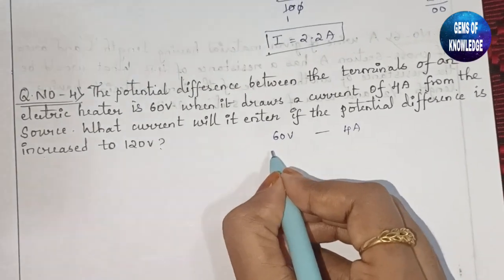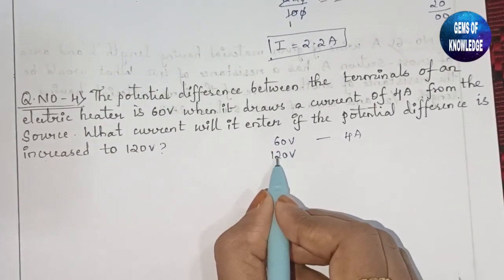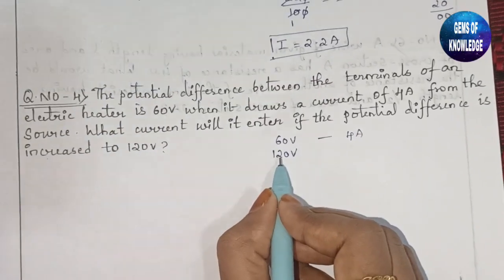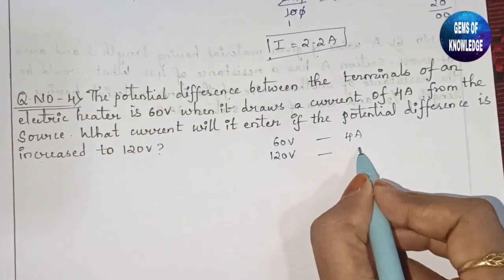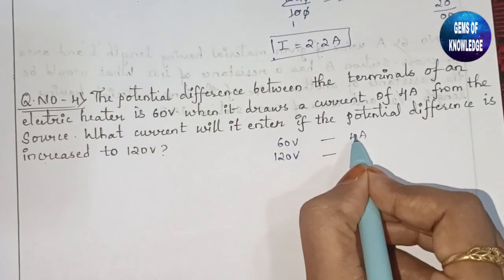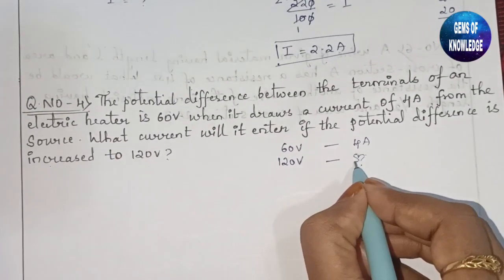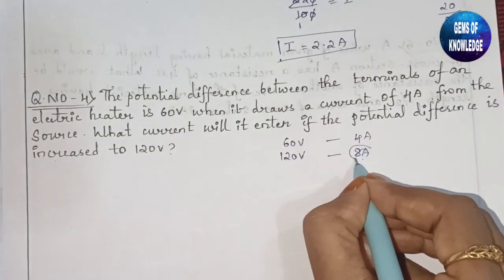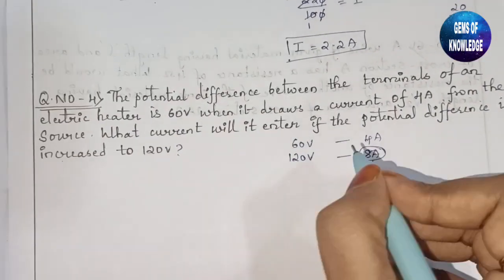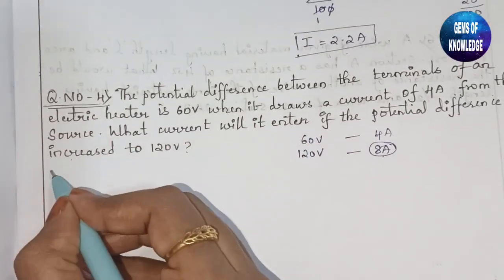Now 60 volt is increased to 120 volt, that is almost doubled, since 60 plus 60 is 120. So what will be the current here? As the voltage is doubled, the current must also be doubled. That is 4 plus 4 is 8 ampere. So the answer is 8 ampere. Now we will see how to solve it properly.